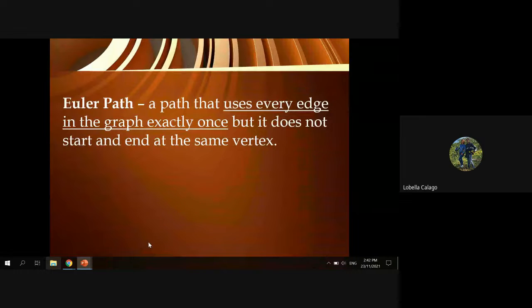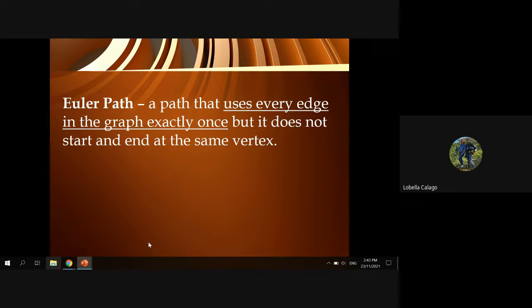While the Euler path, what is an Euler path? It is a path that uses every edge in the graph exactly once, but it does not start and end at the same vertex. Meaning, it is not closed. Unlike the Euler circuit, which must start and end at the same letter or point and uses every edge exactly once. The Euler path uses every edge exactly once, the same as the circuit, but it will not start and end on the same vertex.